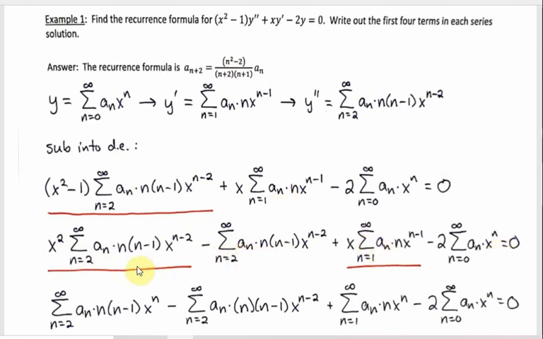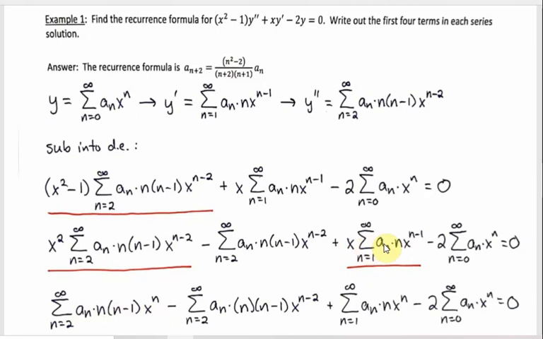Next line, I'm going to take this one and put the x squared inside the summation. So that's why that's underlined here. And what's happening down here is if you put the x squared in here, you have x to the power of n minus 2 plus 2, which is just n. So there's the x to the n, right? There's everything that comes before it. And then I can do the same thing with this one.